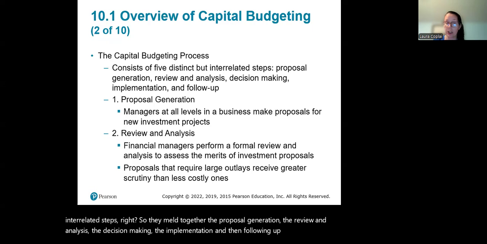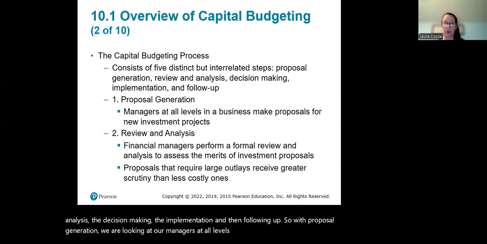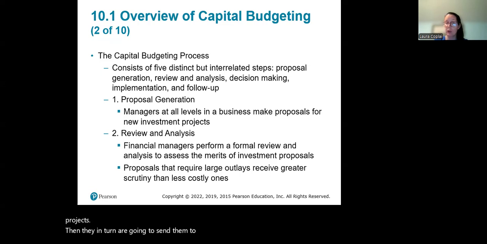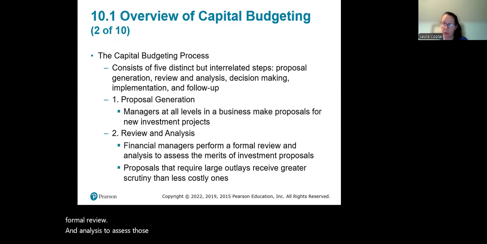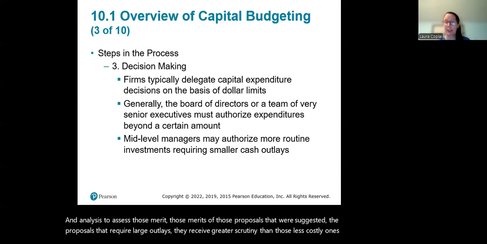With proposal generation, we are looking at our managers at all levels who are making proposals for new investment projects. Then they, in turn, send them to the financial managers, who perform a formal review and analysis to assess the merits of those proposals that were suggested. The proposals that require large outlays receive greater scrutiny than those less costly ones, right? Then we are in decision making.